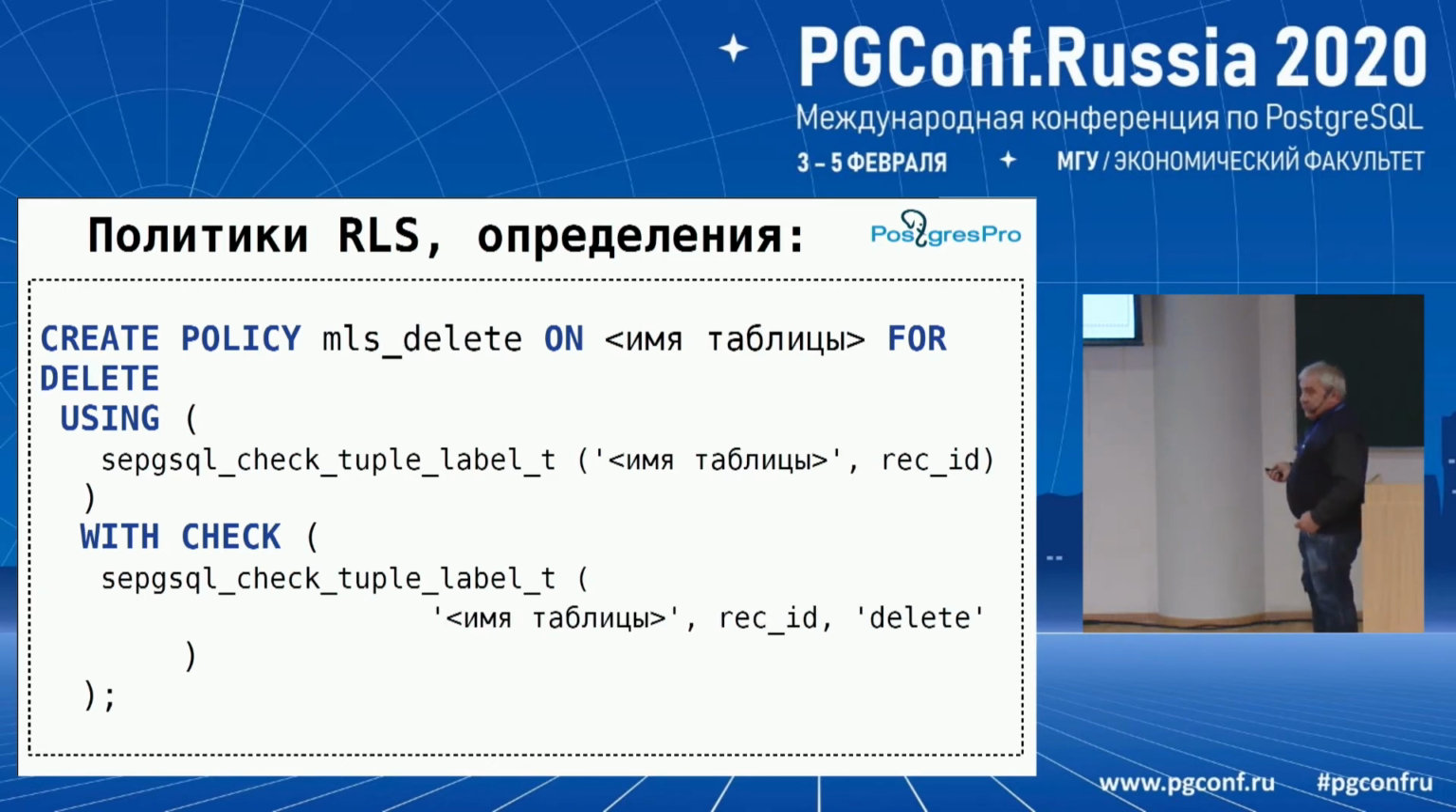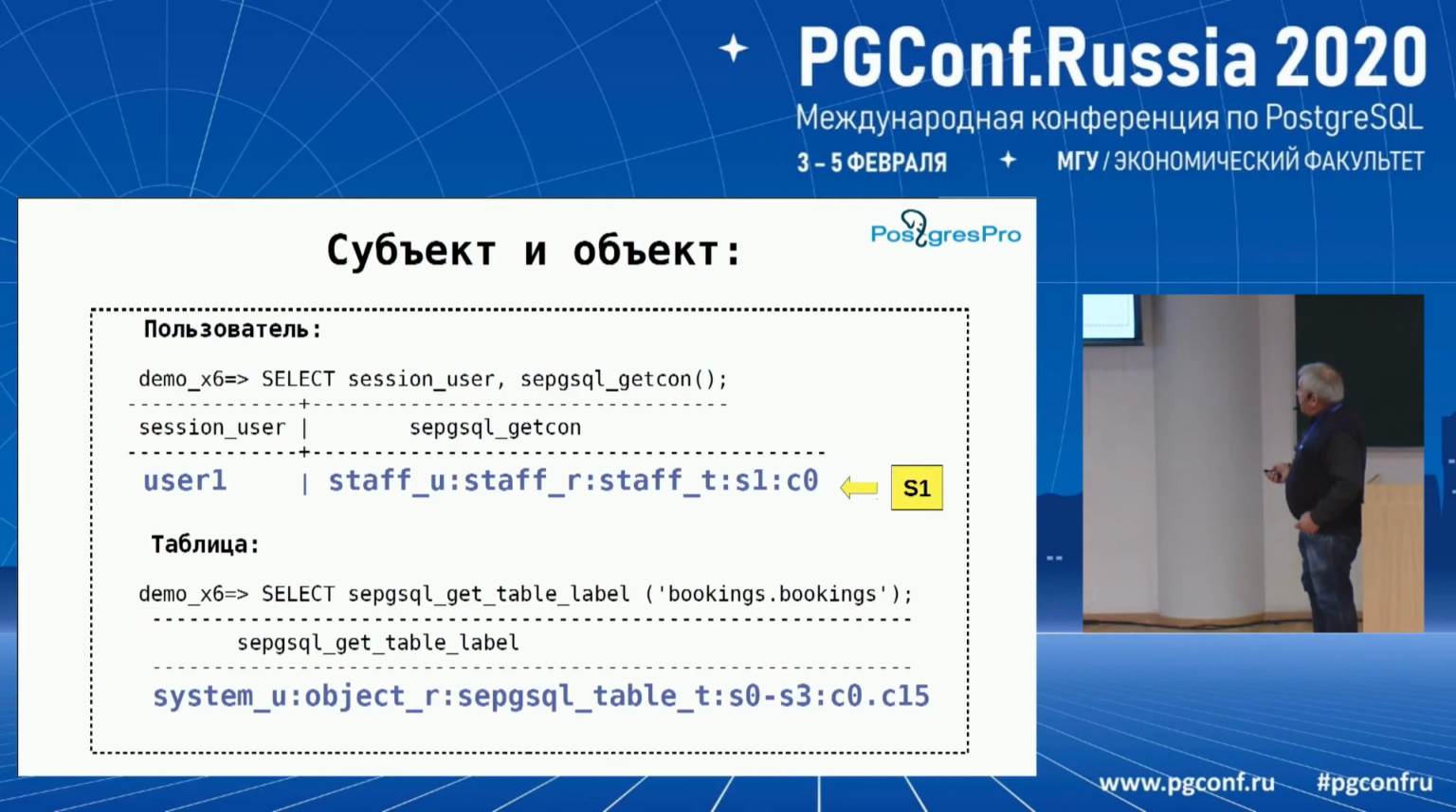This is the foreseeable future. The same for delete, for the delete policy. Subject and object. I spoke about the user and the table. So what happens? The user who was present in the previous slides, just behind the screen, joined the database. We made a simple query. This is a regular and most frequently used function of sepgsql.